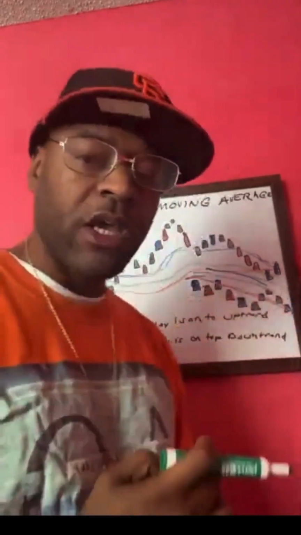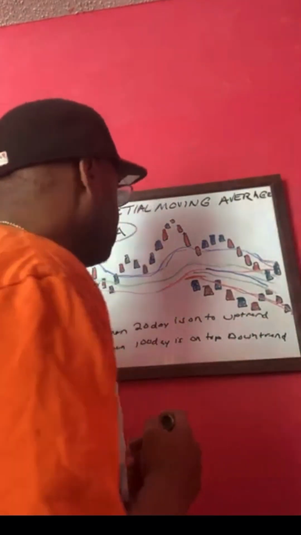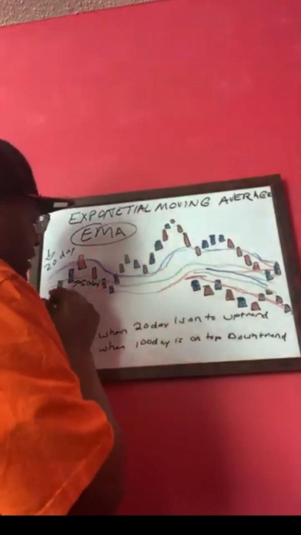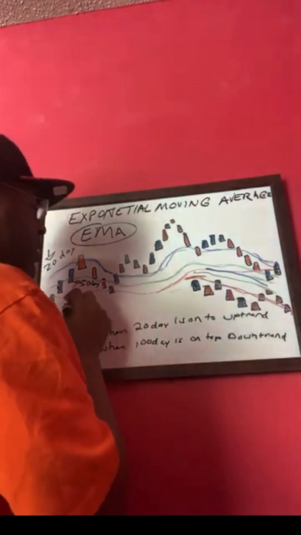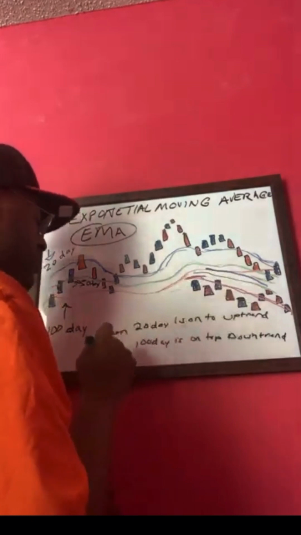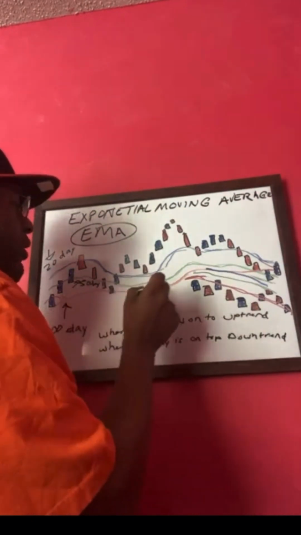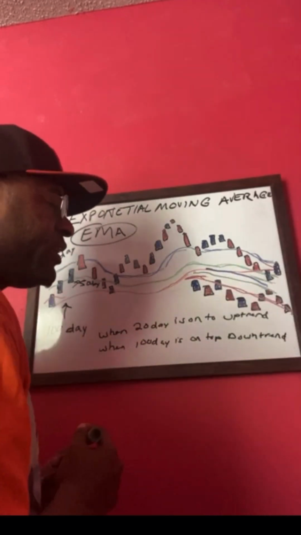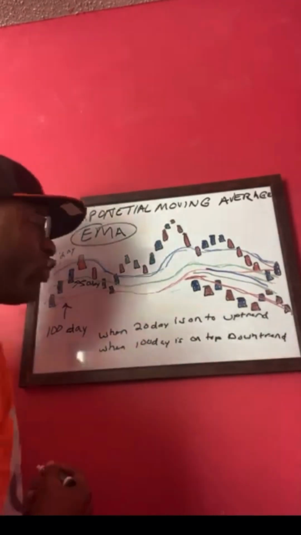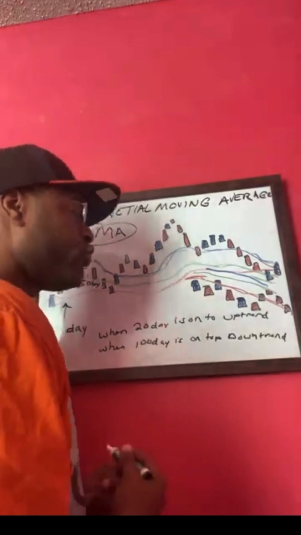That's it. Okay. So the last line, which is the red line, is the 100-day exponential moving average. You know what I'm saying? Or moving average. You know what I mean? And these lines are important because they help you determine which way the trend is going.